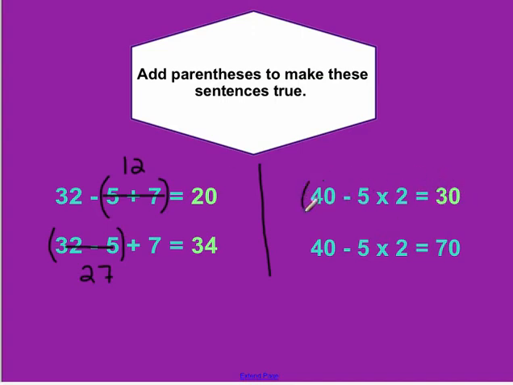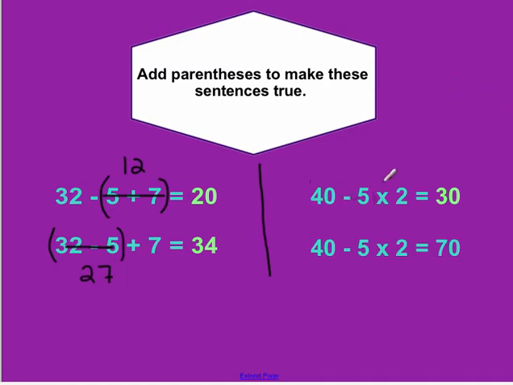So let's try putting parentheses around 40 minus 5. 40 minus 5, you mean? 40 minus 5. I'm sorry. Thanks for catching me. That would be 35. And 35 times 2. Well, I know that times 2 would be double, right? That's right. So if I were to double 35, that would get me to 70. So it's definitely not the answer.